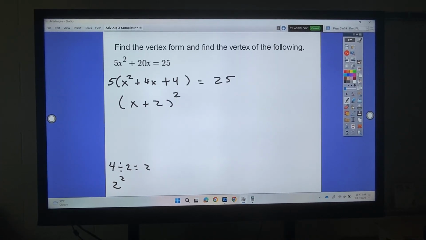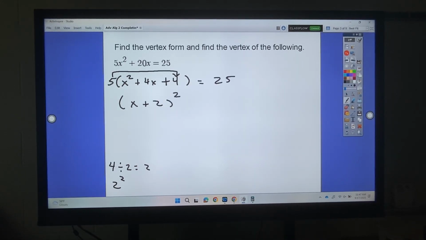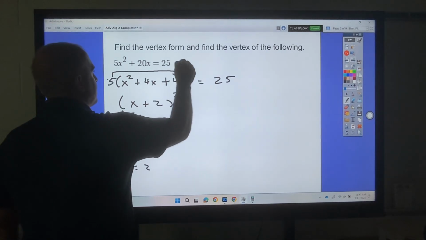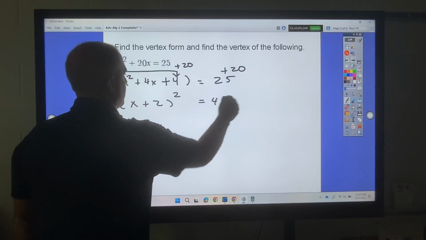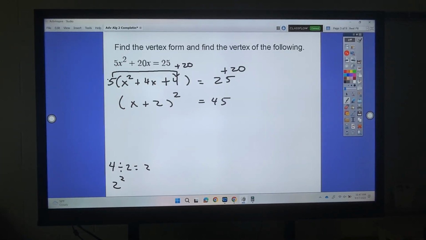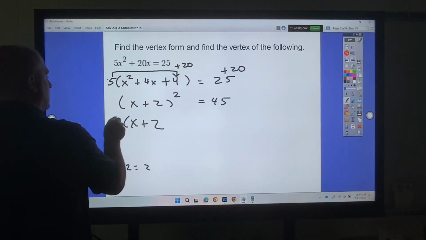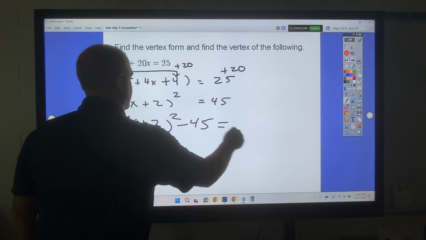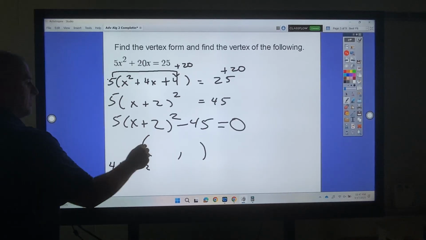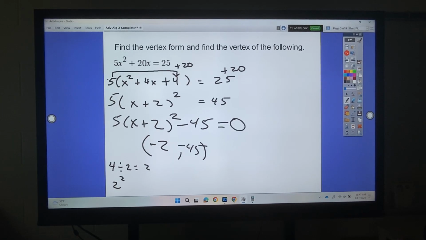Now, here's probably the place where most people make their mistake. Because I multiplied by 5, in order to get a complete balance, I have to multiply that, so that's going to be 20. So I have to put 20 on the other side, which would give me 45. And I move that 45 back. Leave the 5 squared. That's 0. My vertex is still going to be negative 2, negative 45.